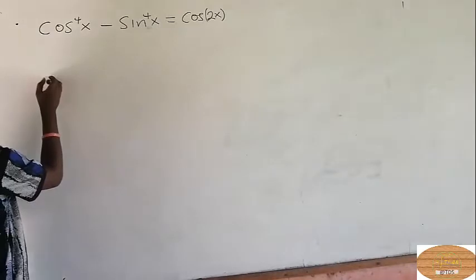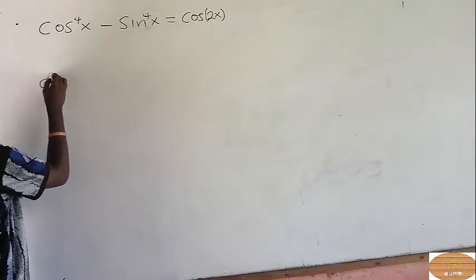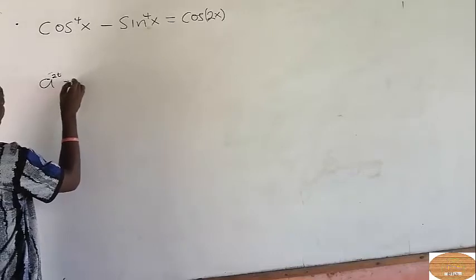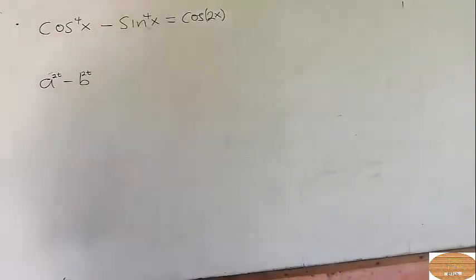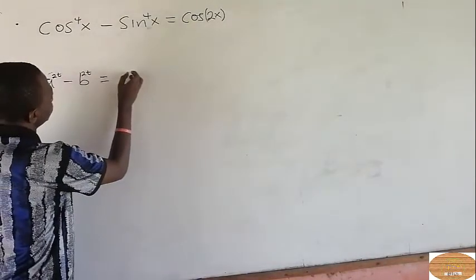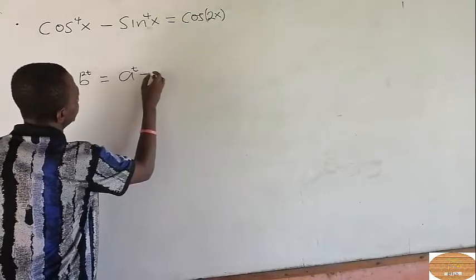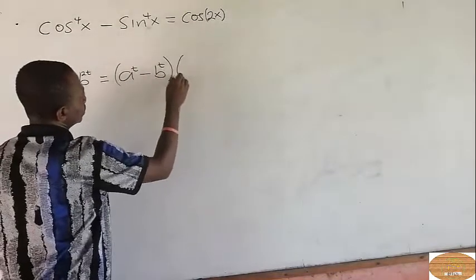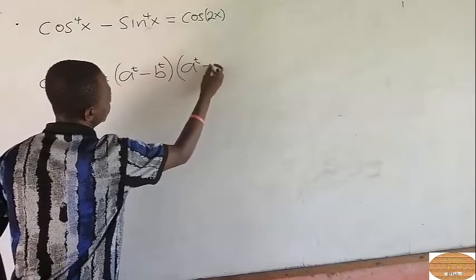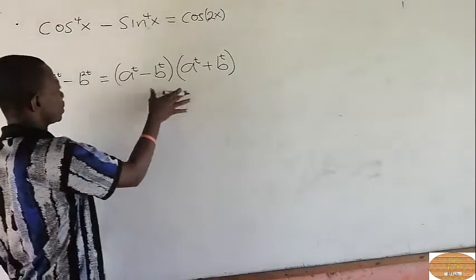So in case you are given a to the power 2t minus b to the power 2t, now this one is the same as a to the power t minus b to the power t, times a to the power t plus b to the power t. Alright, so let's verify that this one is equal to this.